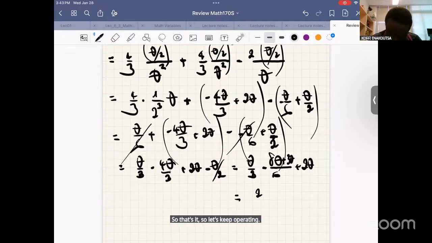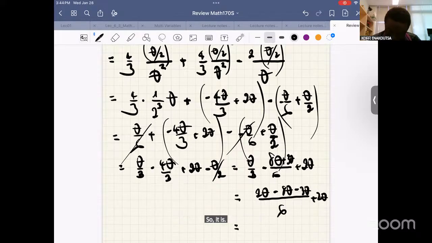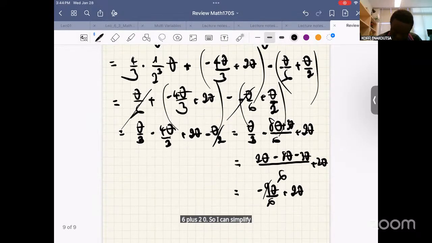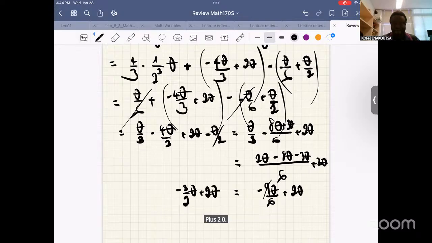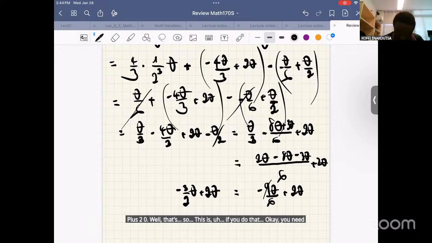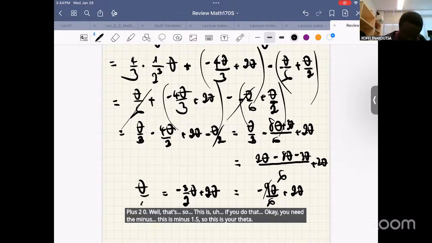So let's keep operating. I'll have 2 theta minus 8 theta minus 3 theta divided by 6 plus 2 theta. So I have 11 over here. This is minus 9 theta divided by 6 plus 2 theta. So I can simplify. When you simplify this term, you will get minus 3 divided by 2 theta plus 2 theta. So like that. You need a minus, this is minus 1.5. So this gives you theta divided by 2.